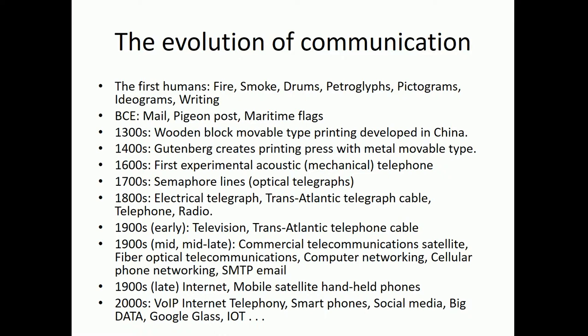By the early 1900s, television came around. Transatlantic telephone cables came into being. By the mid and late 1900s, commercial telecommunication satellites, fiber optic telecommunications, computer networking, cellular phone networking, and the early stages of email. And then by the late 1900s, we had the internet, mobile satellite, handheld phones. And in the 2000s, we have voice over internet telephone. We have smartphones, social media, big data, Google Glass, the Internet of Things, and on and on and on.